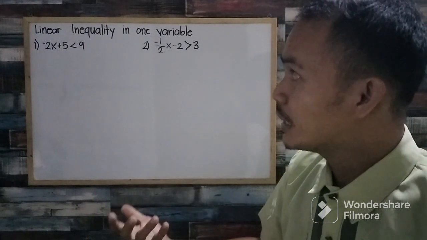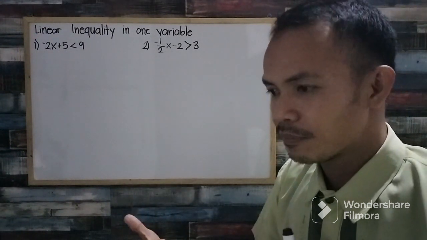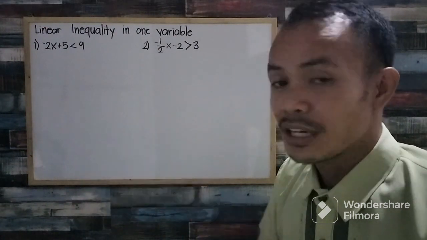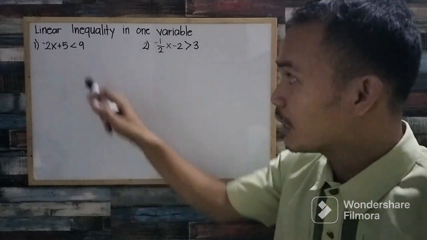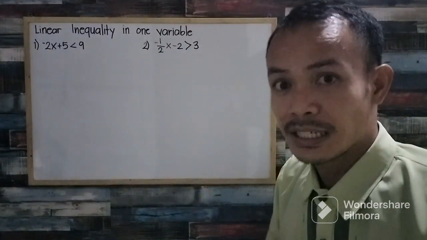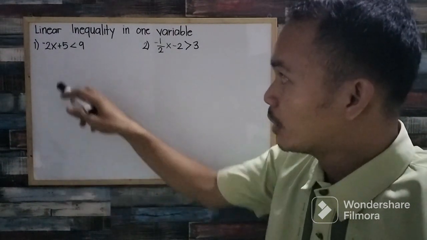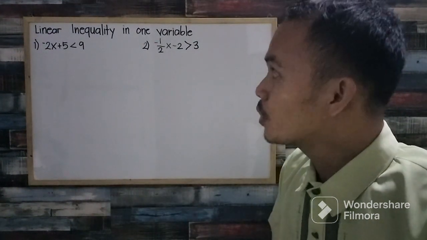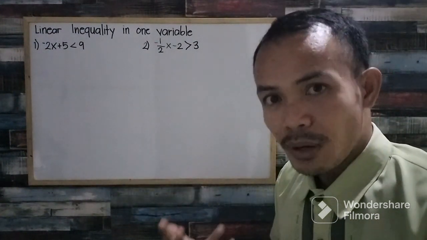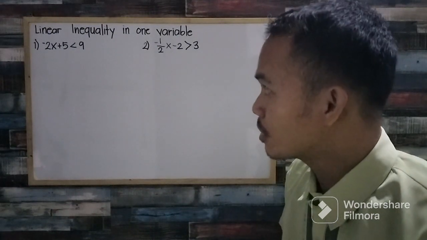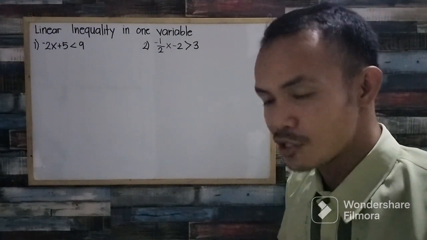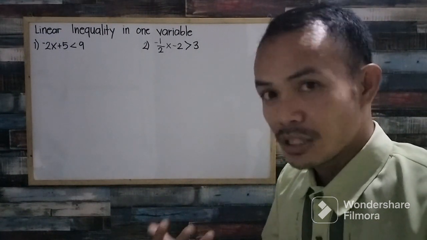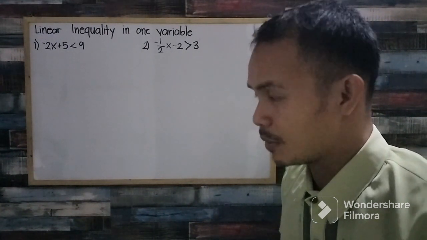Okay? And solving linear inequality is the same. Pareho lang yung process in solving in linear equation. Okay? Yung magkaiba lang dito is yung symbol na ginagamit. So ngayon, of course, we have to find first the value of x there. So ano yung gagawin natin? We have to apply the different properties of inequality. Meron tayong addition property of inequality. We have the distributive property of inequality at marami pang iba.